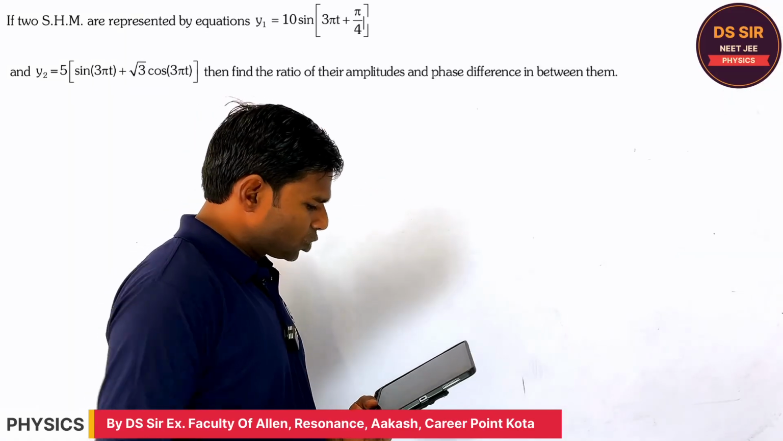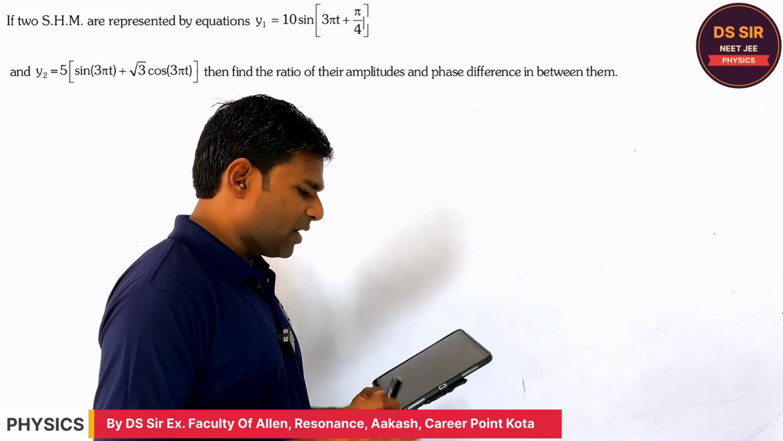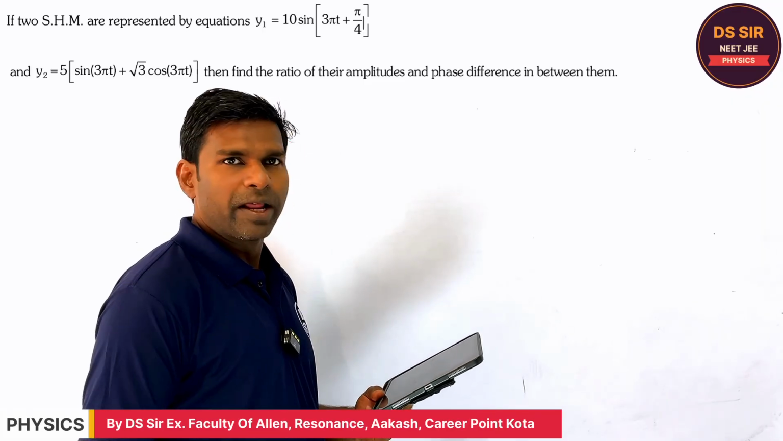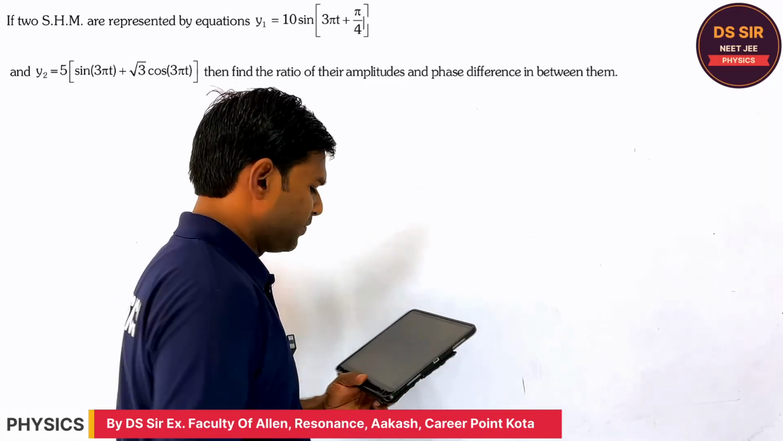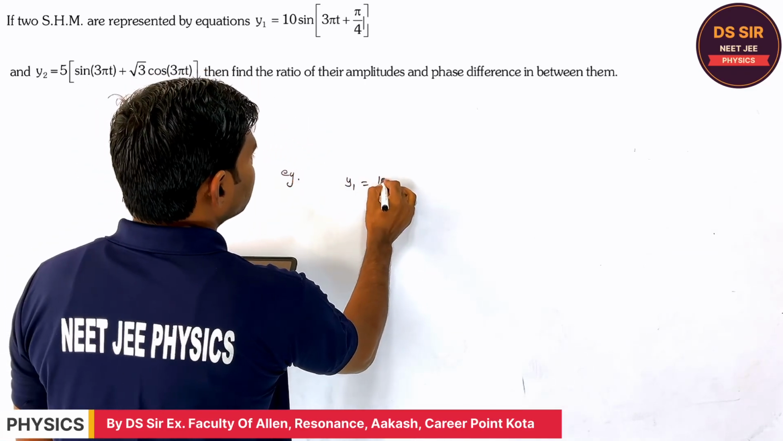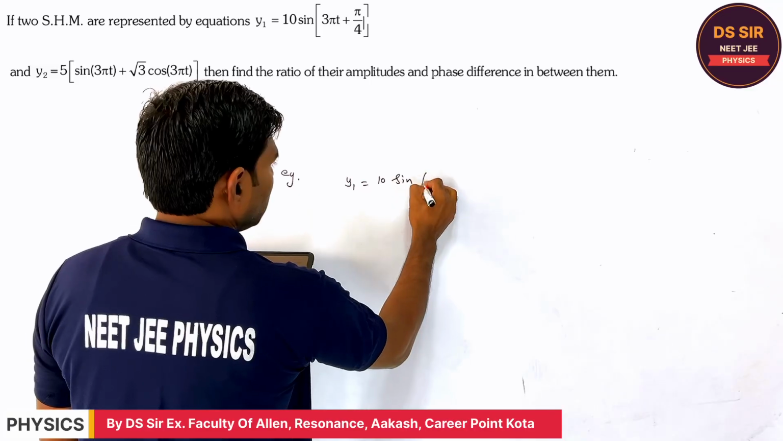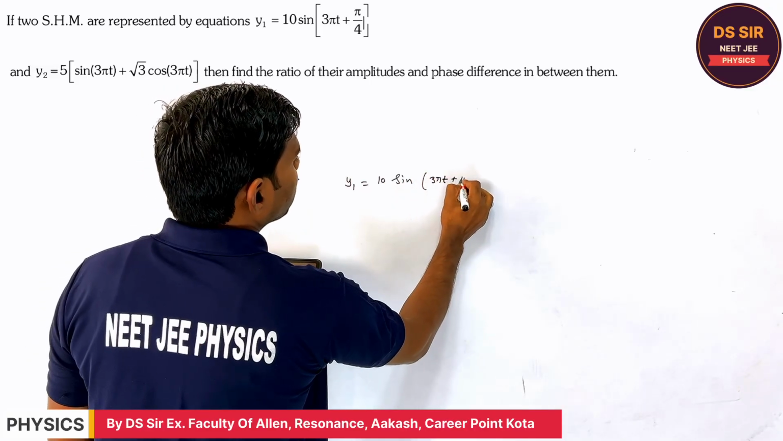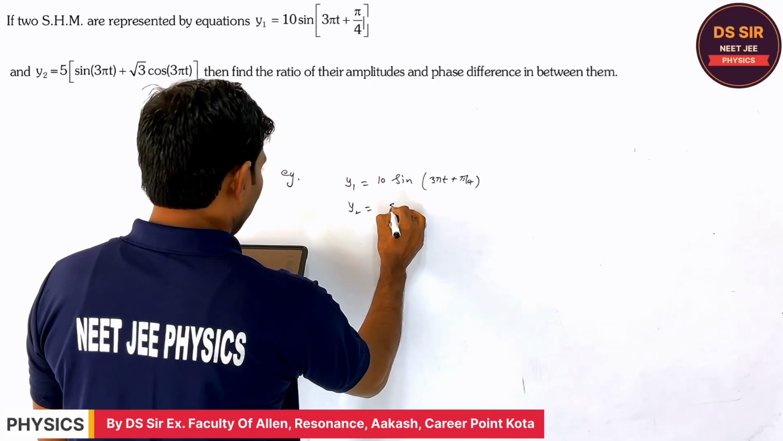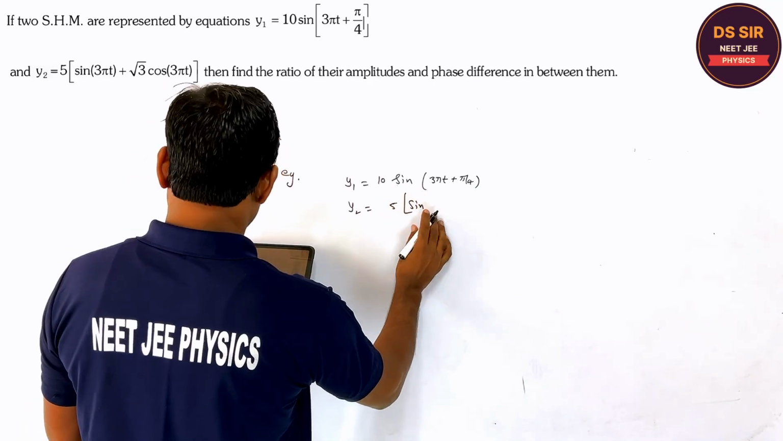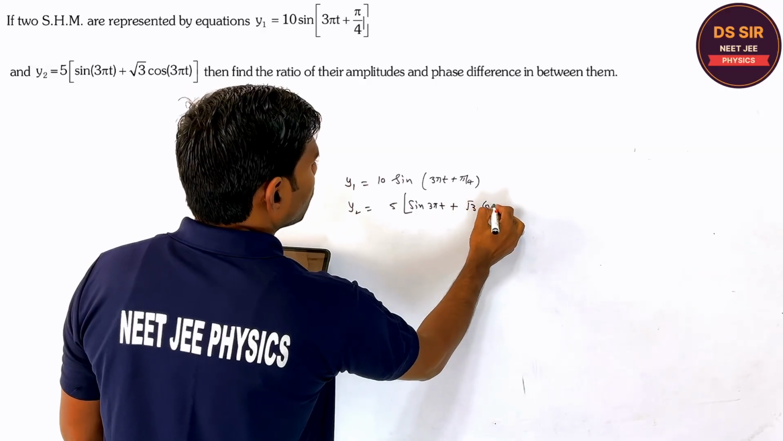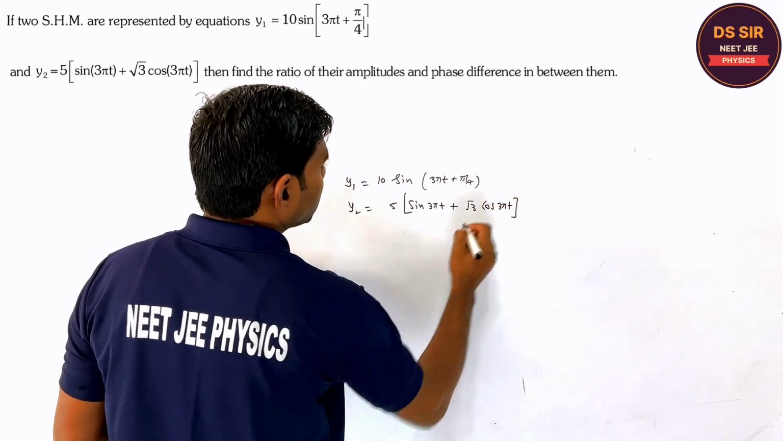In this question, two SHMs are given by y1 and y2, right? You have to find the ratio of their amplitudes and the phase difference between them. For example, in this case, y1 is given as 10 sine 3 pi t plus pi by 4, and the second equation is given as 5 sine 3 pi t plus root 3 cos 3 pi t. Is it clear or not?